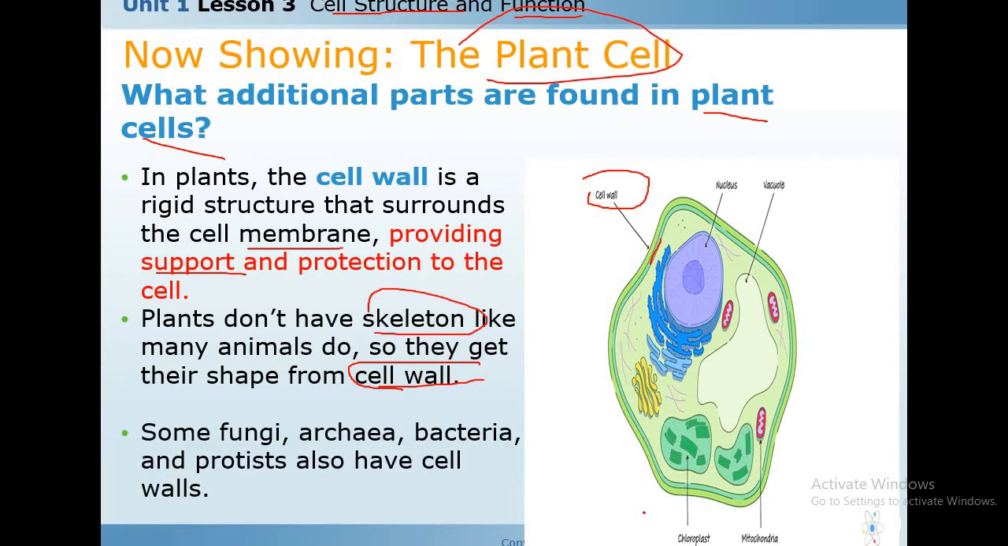Some fungi, archaea, bacteria, and protists also have cell walls. Some bacteria may have cell walls.